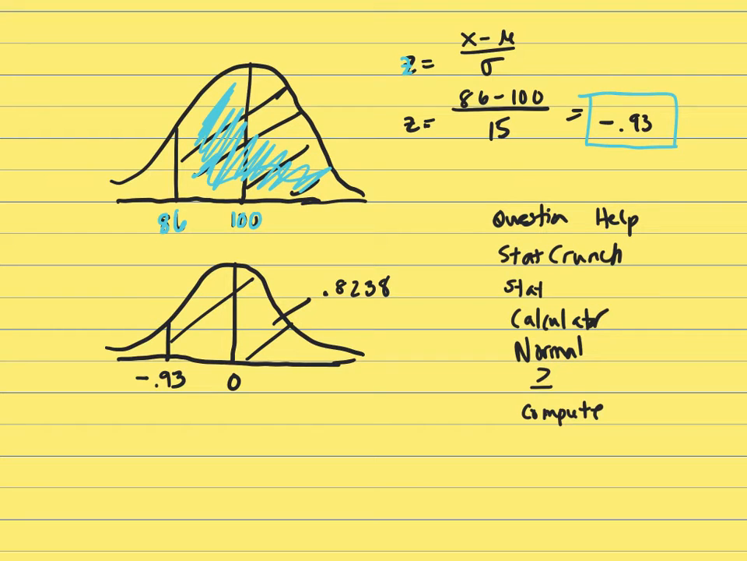And then I need to figure out, I've drawn a second graph here. This top graph is in terms of x, and the lower graph is in terms of z's. We're still trying to find the area to the right of negative 0.93. So I use StatCrunch.